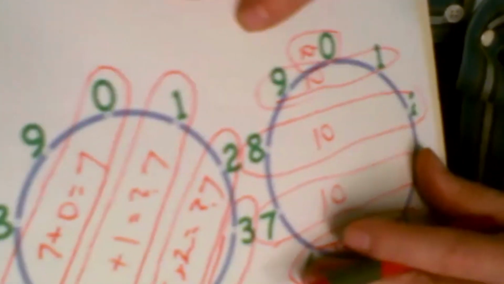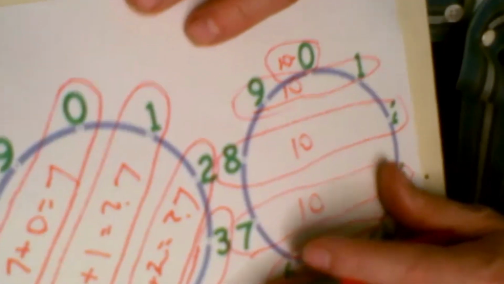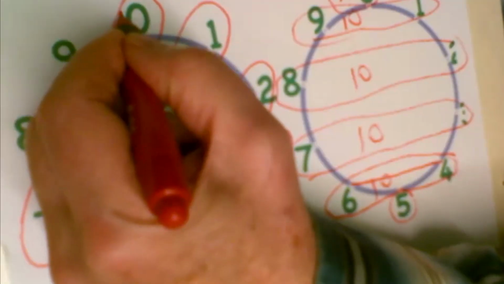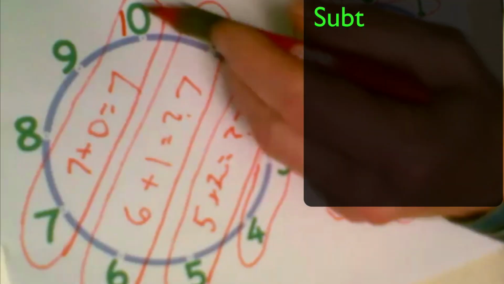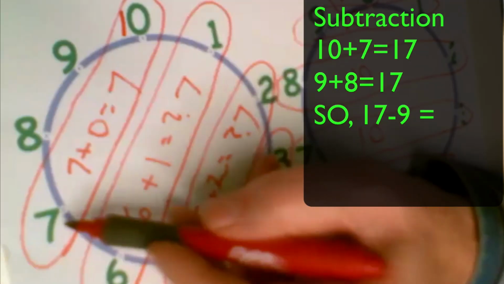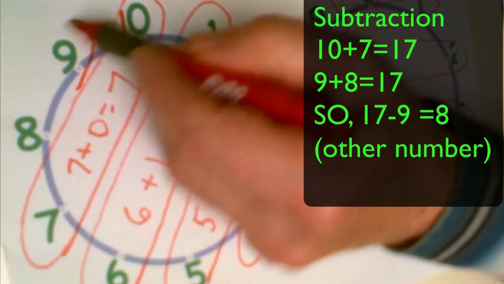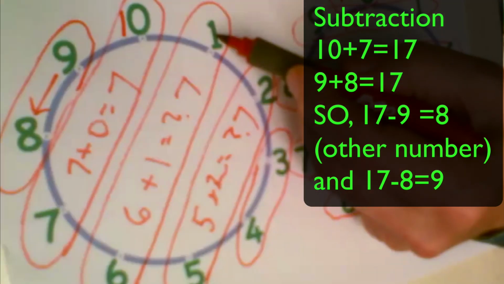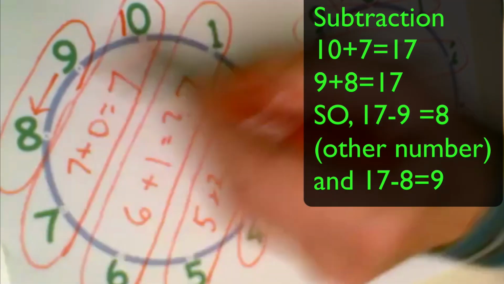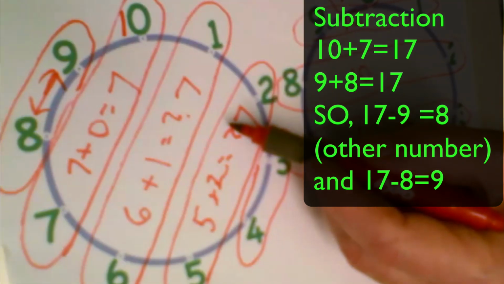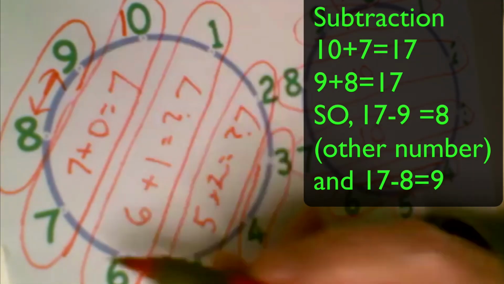So you could also do this one in terms of if this was 17, all you have to do is put your 10 up here, and then it's 10, 7. And then all of a sudden, for subtraction, 17 minus 9 is 8. Eight. And 17 minus 8 is 9. Yeah. And you see the pattern?